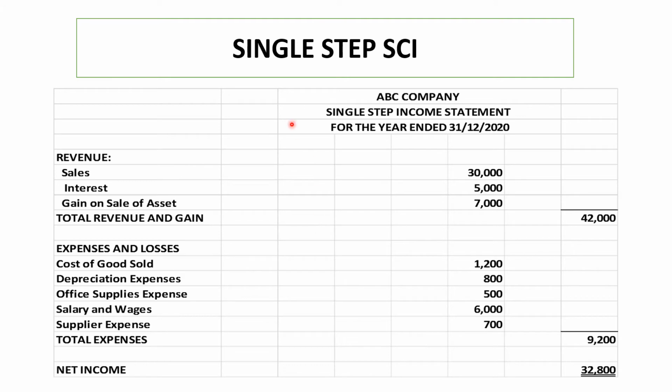This is an example of the single-step SCI. If you observe, we have here the name of the company, and it reflects the revenue, the expenses and losses, and the net income. So we will see the difference between the single-step SCI and the multi-step SCI.